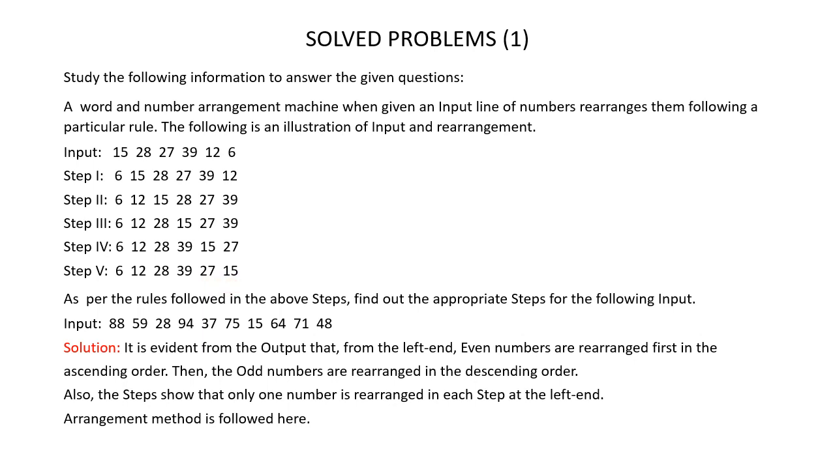And as you can see in the steps, first 6 is rearranged in step 1, then 12 is rearranged in step 2, then 28 is rearranged in step 3 and so on. So the rearrangement is done in the same order as is given in the output. These two reasons show that arrangement method is being followed here. Now that we know the pattern followed by the machine for the rearrangement, let us use the same pattern on this given input of numbers and find out the appropriate steps and the final output.